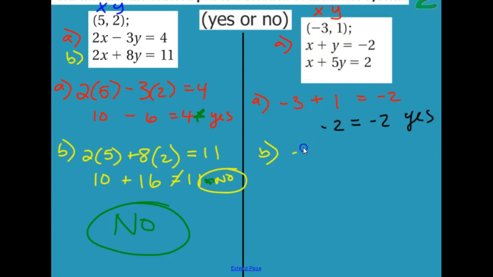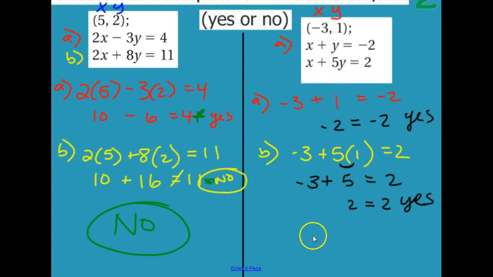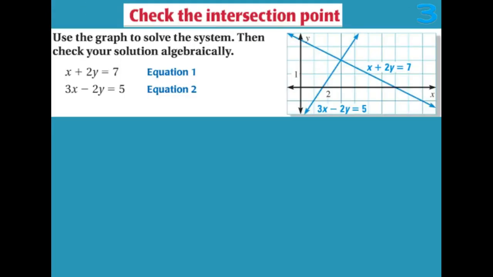X is -3, plus 5 times y, which is 1. Does that equal a +2? Well, order of operations tells me to multiply first. 5 times 1 is just 5. So -3 plus 5, there are more positives, and that one also works. So if they both work, that means that that point is on both lines. That's where they're actually going to cross. So the answer would be yes, that's a solution. So that's what we looked at right here.